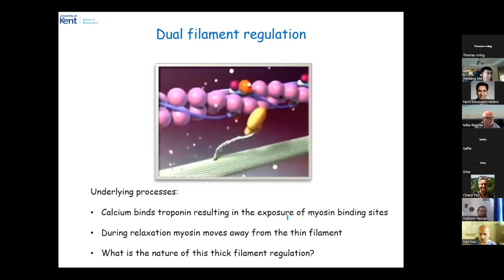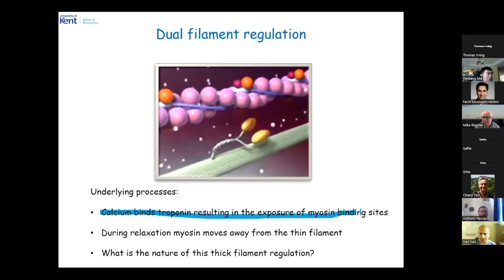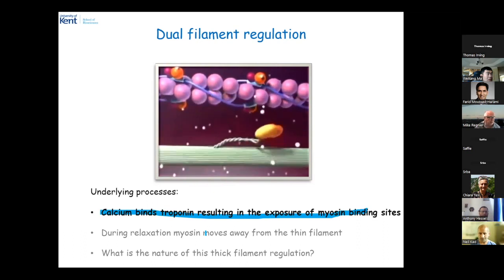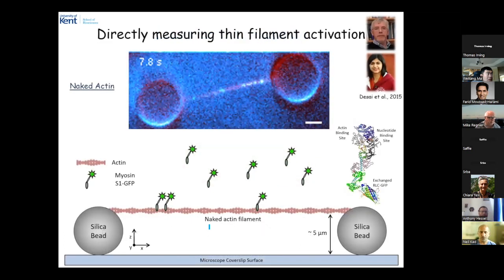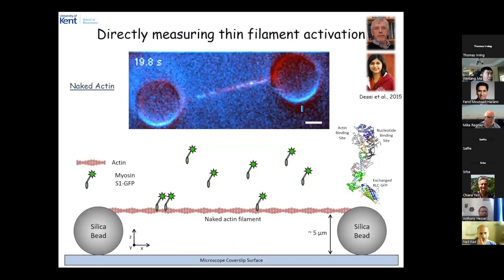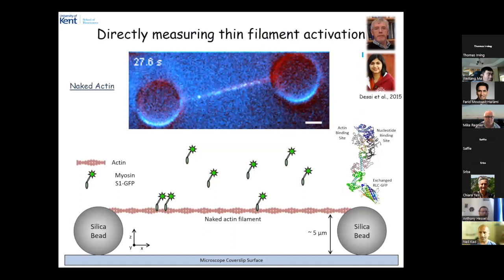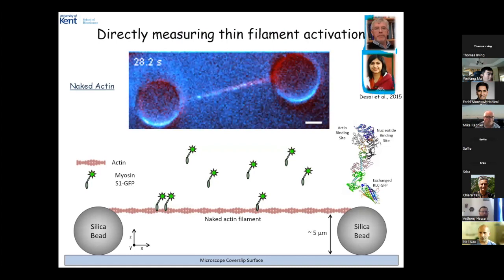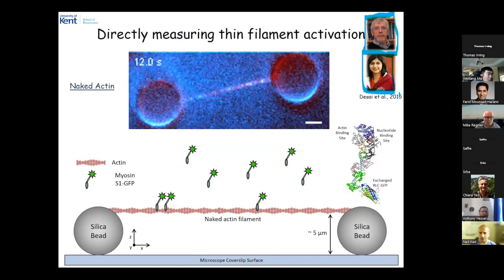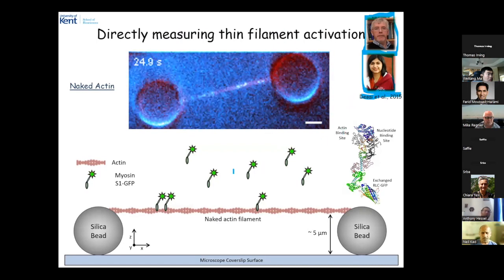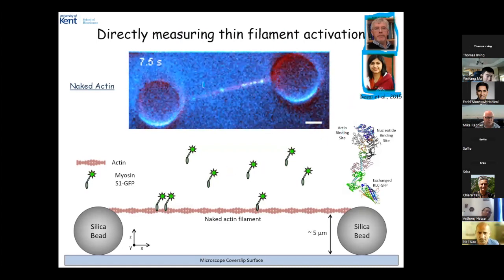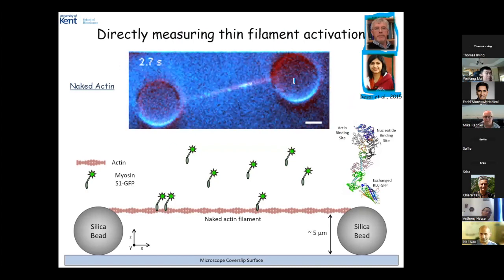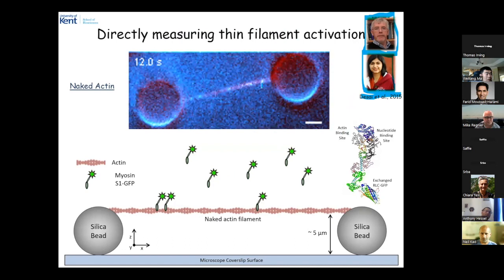But first of all, I just wanted to talk a little bit about how calcium binding to troponin results in exposure of these myosin binding sites. And this is some work that we've done using single molecule approaches. This work was conducted by a former grad student of mine, Rama Desai, in collaboration with Mike Jeeves back in 2015. Essentially what we're looking at in this video, which is probably what your eyes are first drawn to, is two beads with an actin filament suspended between them.